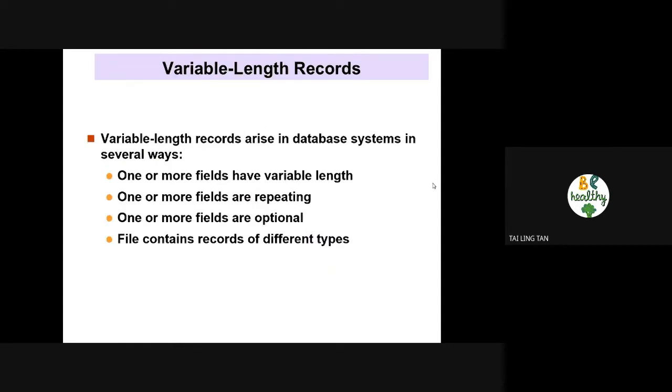One or more fields have a variable length. One or more fields have repeating values. One or more fields are optional, and a file may contain records of a different type. Okay, so this one is all about variable length. We do not know how much space we should assign to the length of the field. Sometimes it needs more, sometimes less.